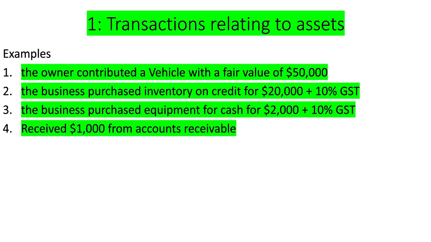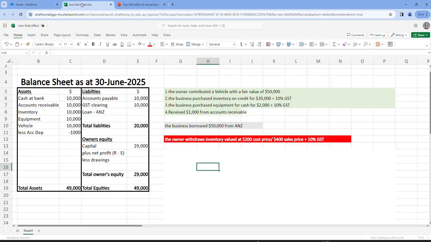And so in a moment, it'd be good practice to pause the video and identify the 2 accounts that have been affected by examples 1 and 4. And with examples 2 and 3, you're going to have a 3rd account because of the GST effect. So let's jump out of this and go into a spreadsheet and record these in our balance sheet one by one, just to highlight the twofold effect.